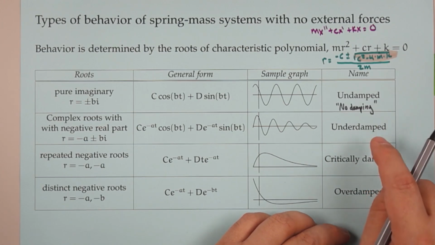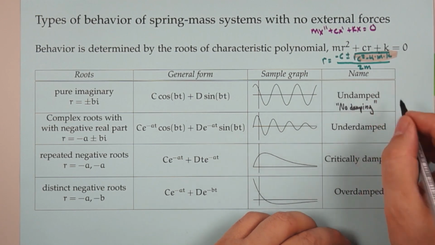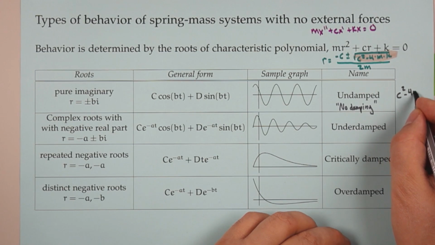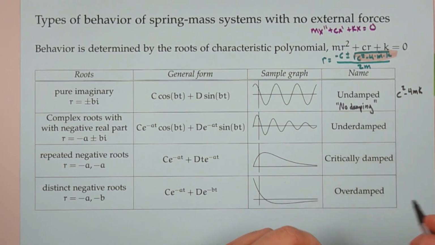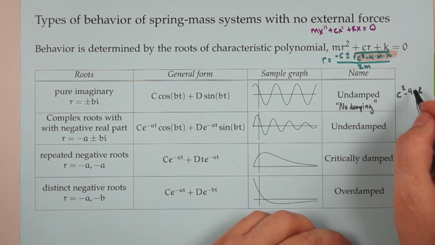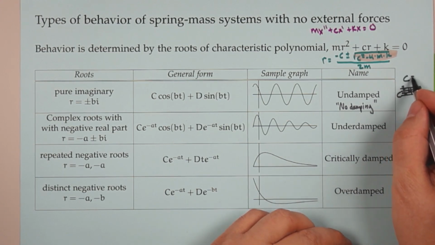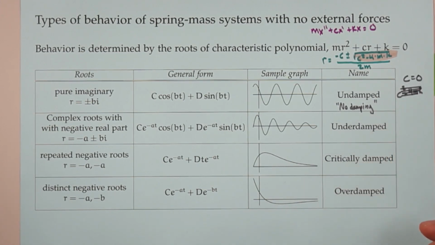And how does this happen? Well, it will happen if c squared minus 4mk is what? Well, what you need is to have pure imaginary, and we shouldn't phrase it this way. Let me try this again. This really says c is 0. No damping. All right, that's the right way to look at it.